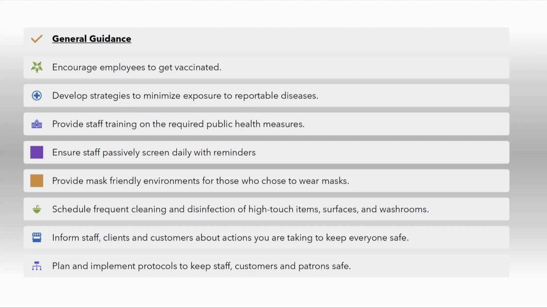So again, screen yourself daily as well. Provide mask-friendly environments for those who choose to wear a mask. That's another one. As much as we've revoked mask wearing, it's still good to wear one if you're not feeling too well, which you shouldn't be at work, or if you're under the impression that someone else is ill, or if you just do it for precautionary reasons because you don't know who has what.